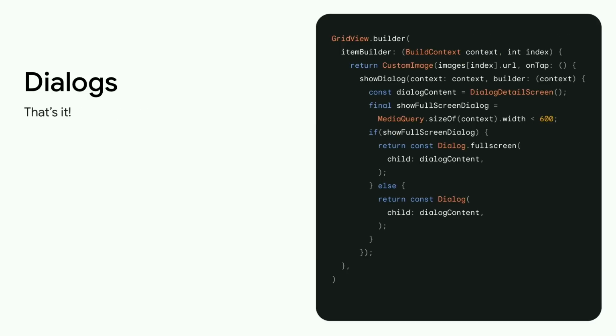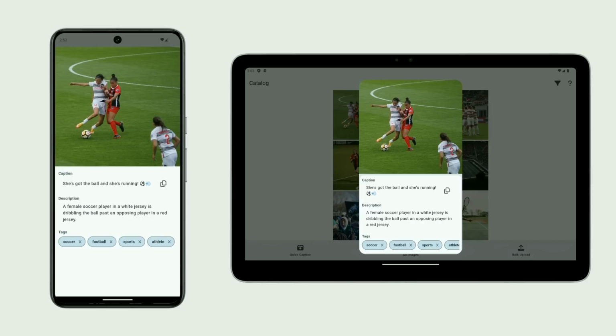So that should be it. Let's see how it looks. Awesome. The dialog now becomes full screen when we hit that 600 width breakpoint. And this is happening because the build context we gave to MediaQuery's size of is rebuilt whenever the app window size changes, causing a reevaluation of our conditional statement. If you ran this code in a browser, you could resize the window and see the dialog go from full screen to windowed as the width changes, even while the dialog is open.